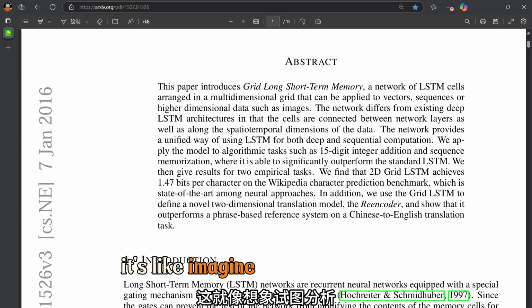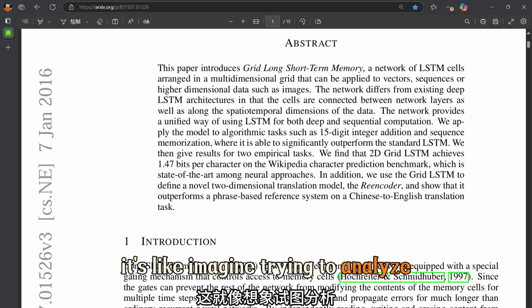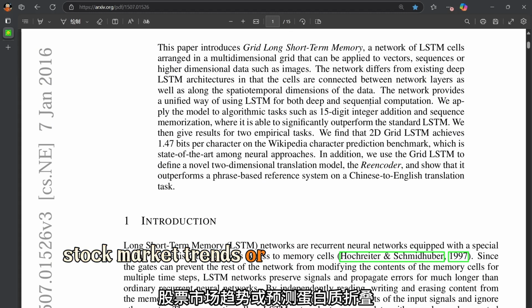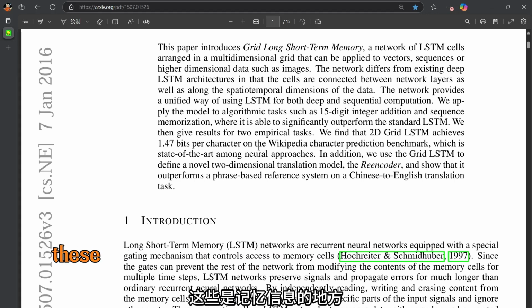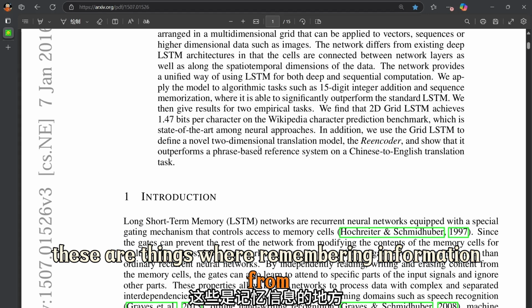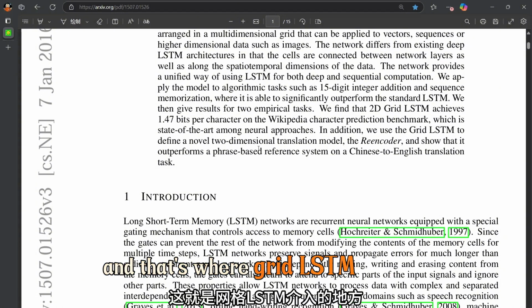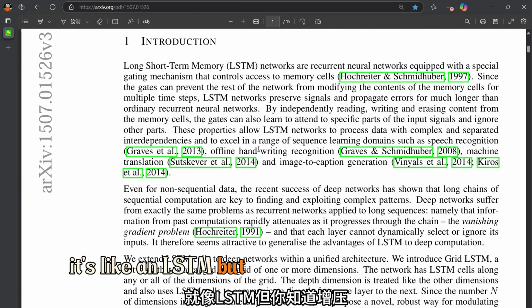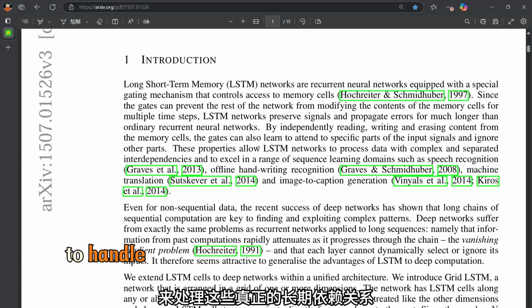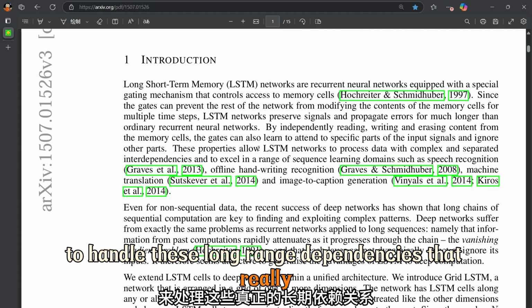Imagine trying to analyze stock market trends or maybe predict protein folding. These are things where remembering information from way back in a sequence is super important. And that's where grid LSTM steps in. It's like an LSTM, but supercharged, ready to handle these long-range dependencies that really matter.